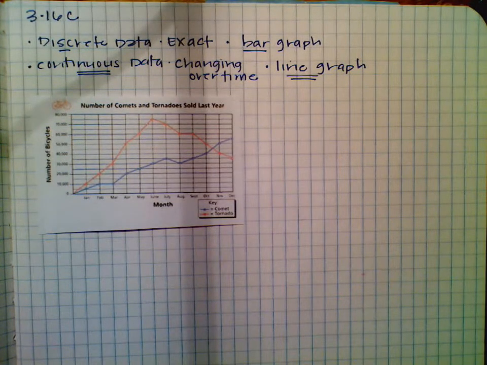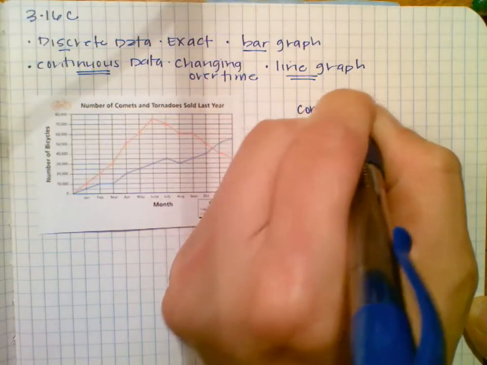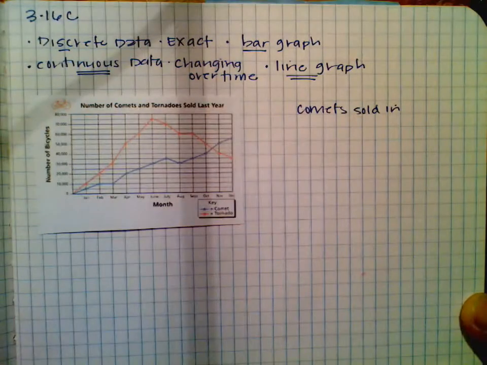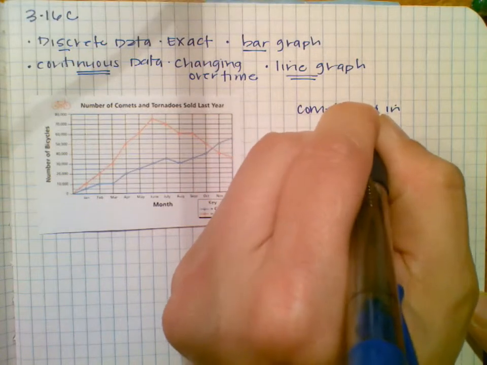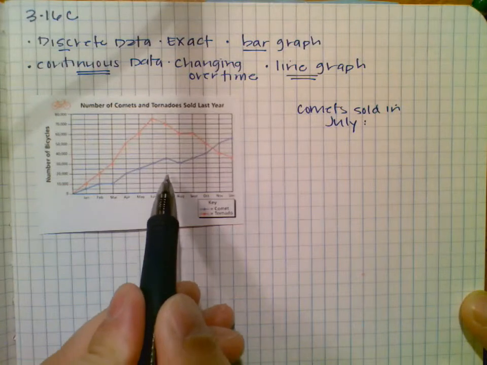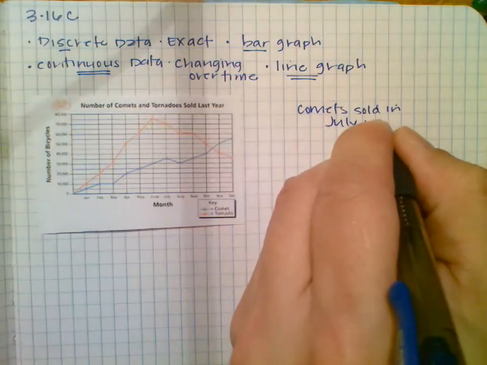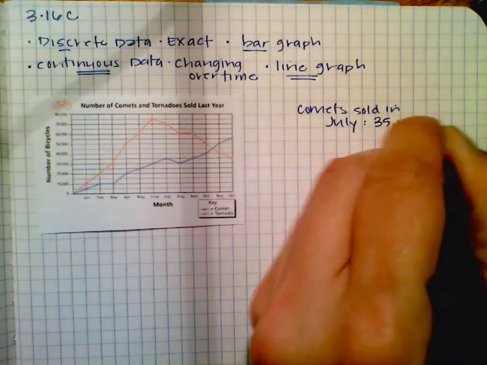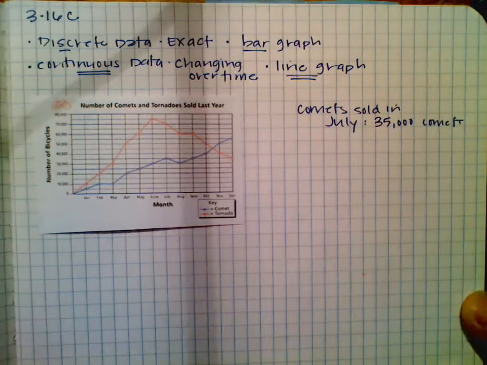So when we talk about this, this is the number of comets and tornadoes sold last year. So if I'm looking for the number of comets sold in July, what I'm going to do is find comet, and find July, and then I'm going to go up, and that's going to be in between 30,000 and 40,000. So that's roughly 35,000 comets. All we're going to do is find it and go whoop, whoop, to figure out.